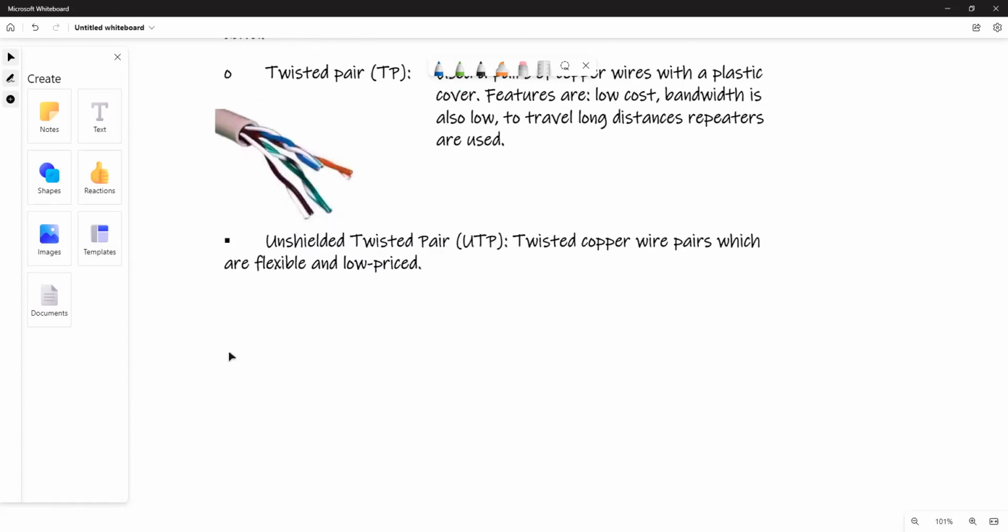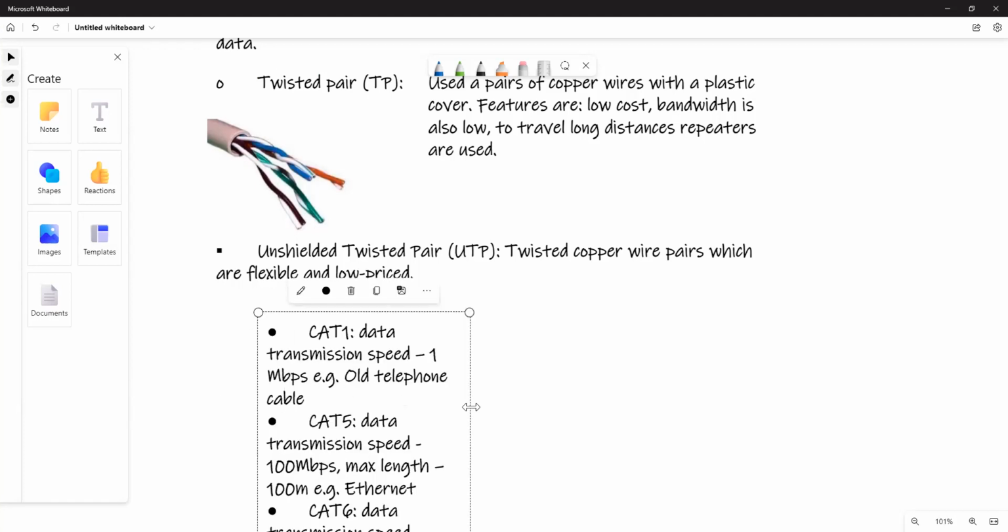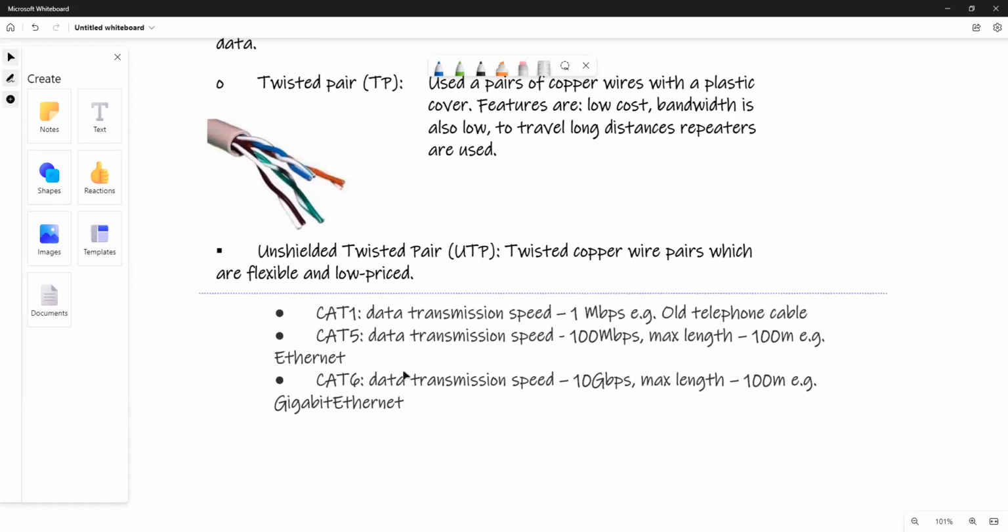Right. So as a final part today, let me put these different types. Under that, I would like to discuss three different types: Cat 1, Cat 5, Cat 6, and their data transmission rates. Look at how they are different. Category 1, Cat 1, data transmission speed is 1 megabit per second. All telephone cables had this. Then Cat 5 is 100 times better, 100 Mbps, and max length is 100 meters. Cat 6 is 10, and max length is 100. So these are what we call unshielded twisted pair cables.